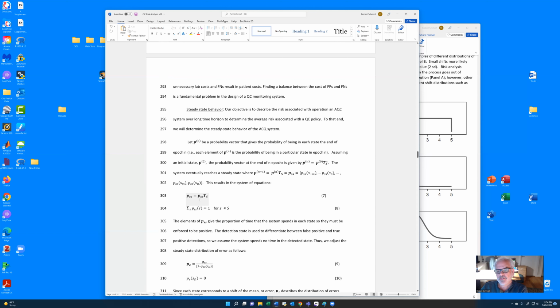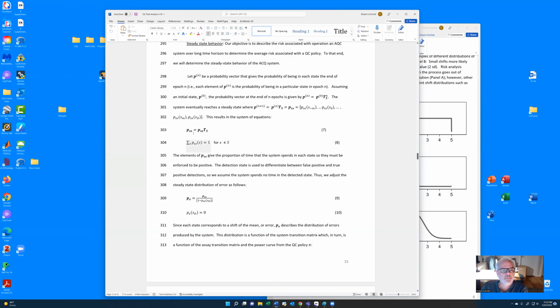So PSS is the long range probability distribution of what will happen if we apply this kind of quality control system on a particular assay with its own intrinsic behavior, run it a gazillion times. What will be the probability of being in any individual state in the long run? And that's what's given here.